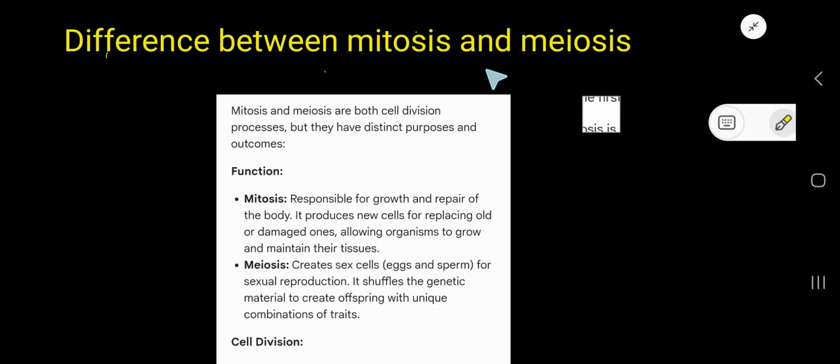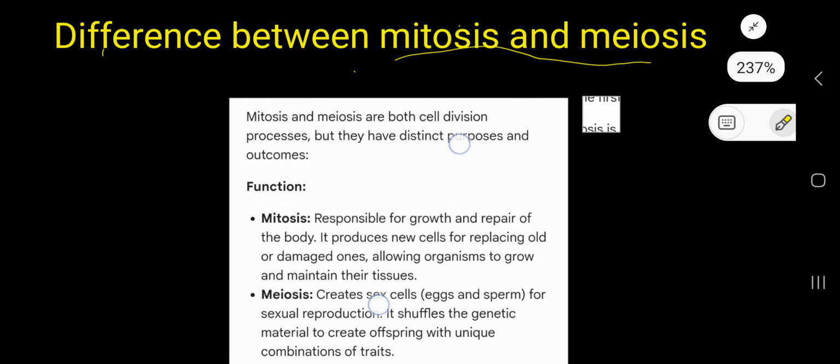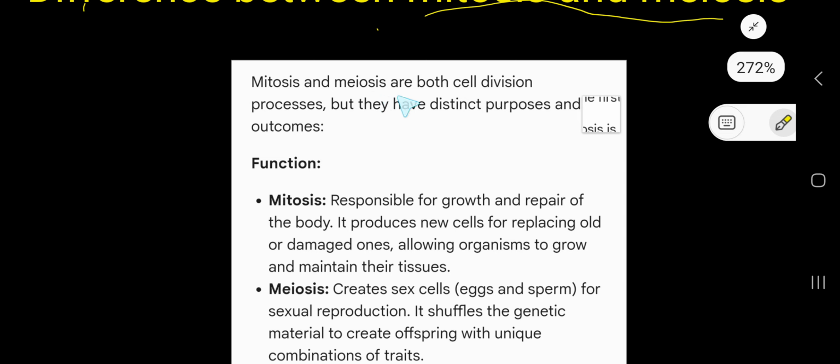Difference between mitosis and meiosis. Okay, can you guess what will be the difference between these two cell division processes? Look, mitosis and meiosis are both cell division processes, but they have distinct purposes and outcomes.